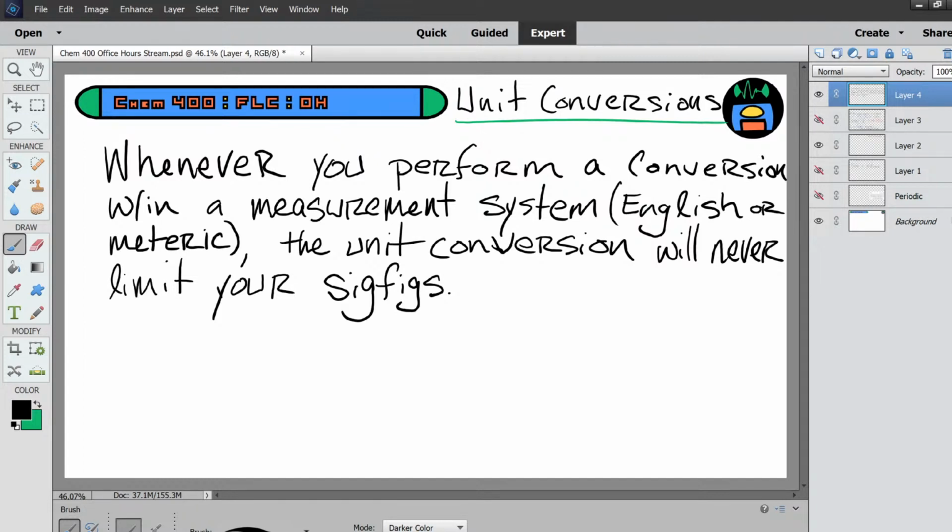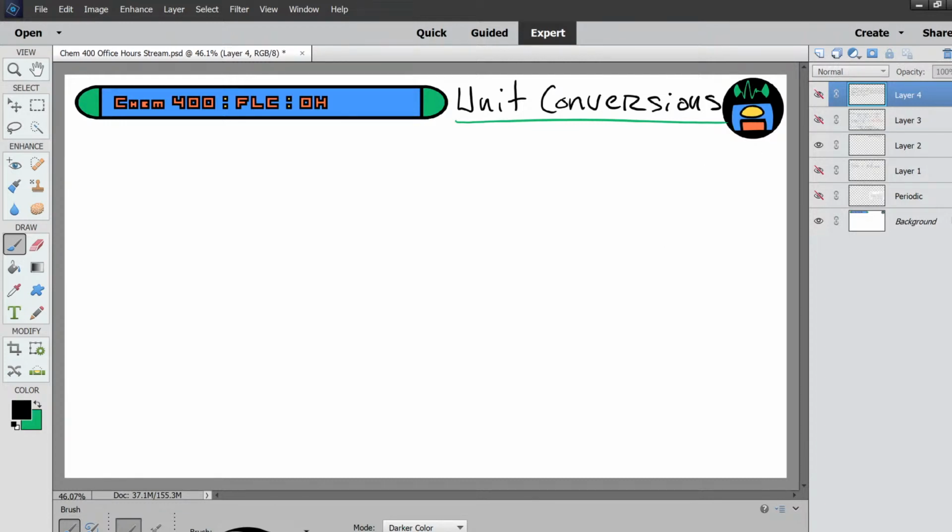So within the same system, no sig fig limit. In between systems, they can. All right, and here's what I mean by can. Let's look at a couple more examples.